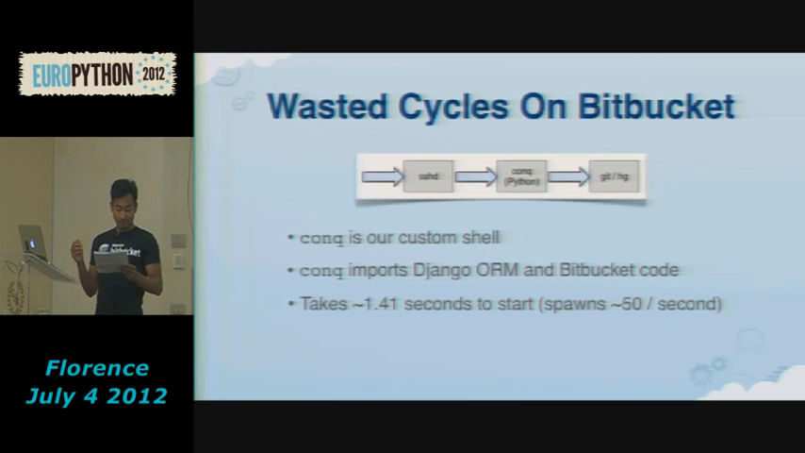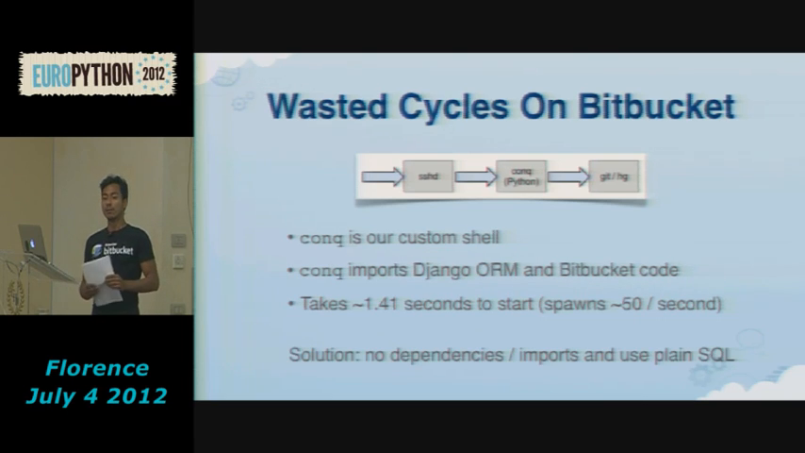And once you realize this, that this script in starting up was wasting all that CPU, the solution is actually quite simple. Stepping back, all conch really needed to do was find your repository in our database. So it didn't need to import all these things to start up. What we did was simply remove those import dependencies for Django and Bitbucket code, and instead we just ran raw SQL queries directly.